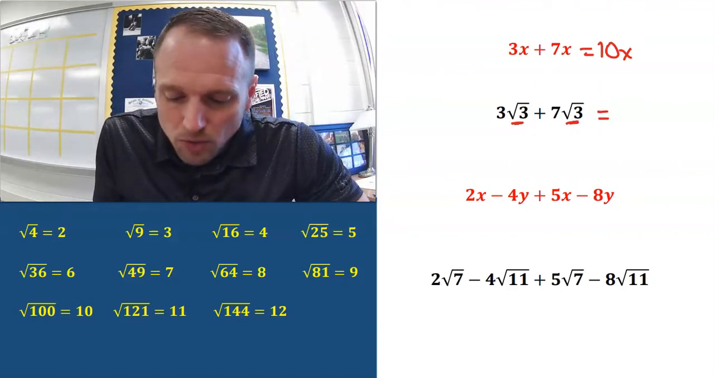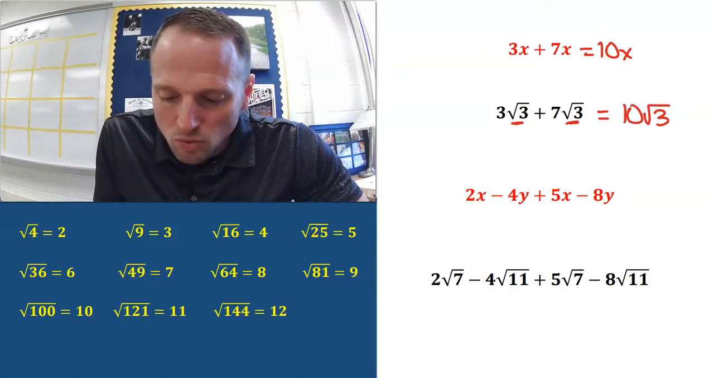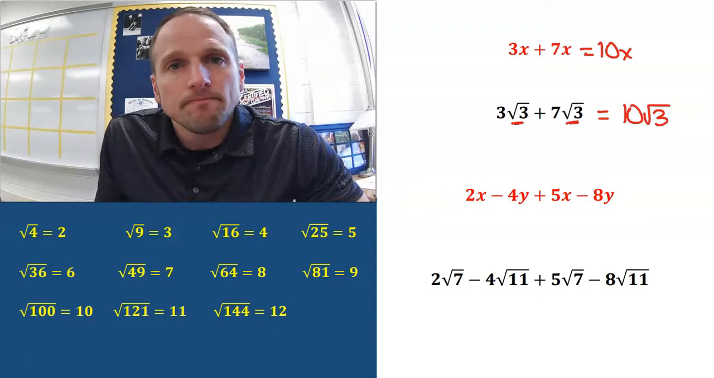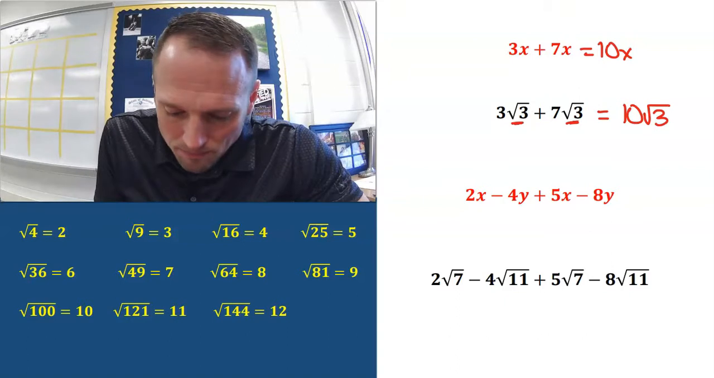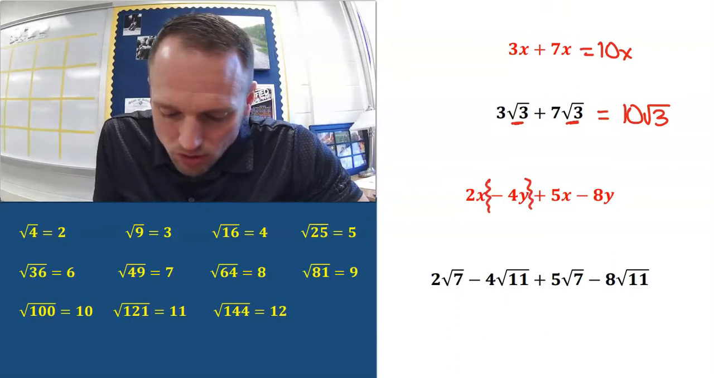So 3 root 3 plus 7 root 3 is just going to be 10 root 3. Okay, you see that? The root 3's are like terms, so let's just combine them. Let's look at another problem that you know how to do.